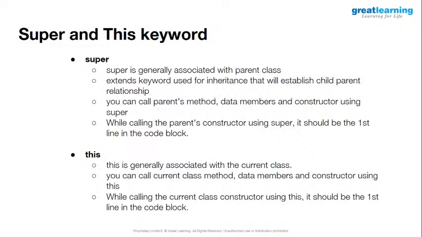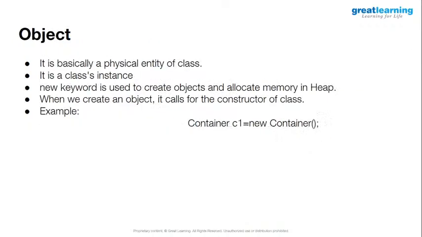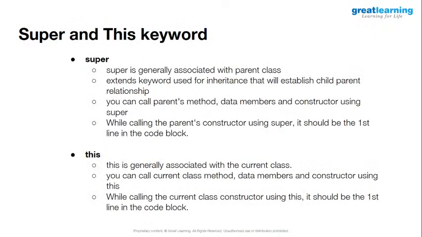Cool. Now, the super and this keywords. These two keywords are very important. What we did here was all about encapsulation, which is done with the help of classes. Now we will see inheritance, which is one of the four pillars. First, we will see these two keywords.